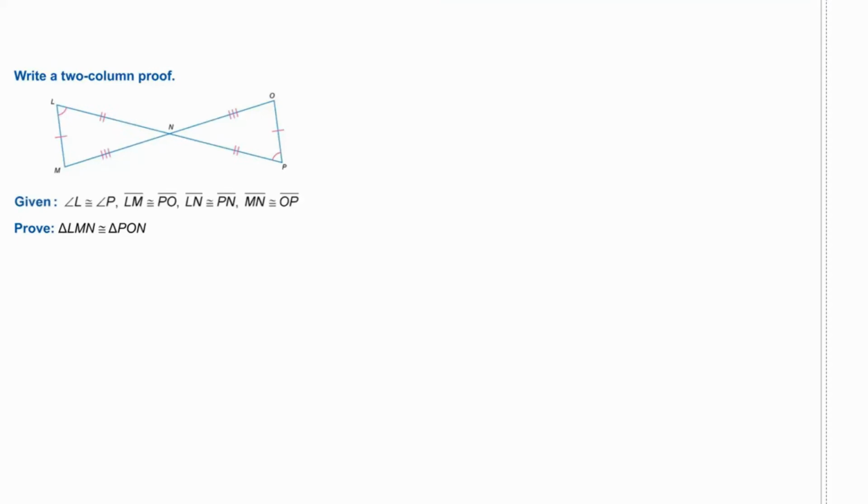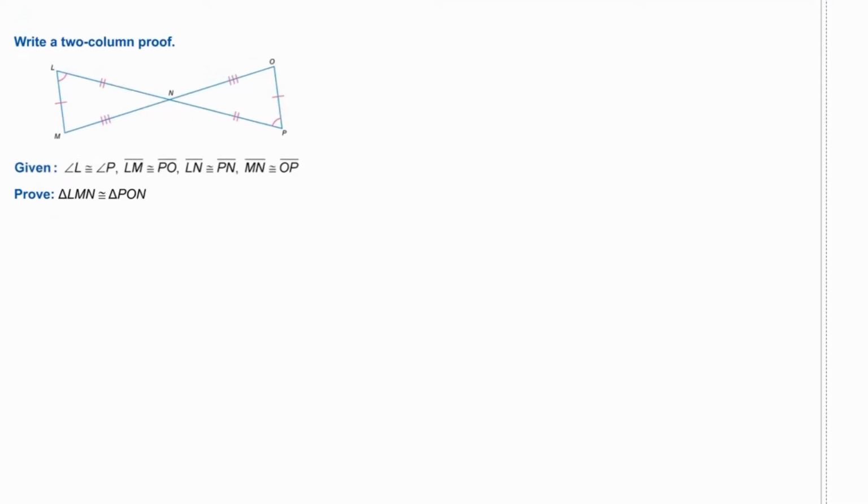So we want to write a two-column proof, and we want to prove that the two triangles are congruent to each other. So triangle LMN is congruent to triangle PON. So our first step is to write the given.